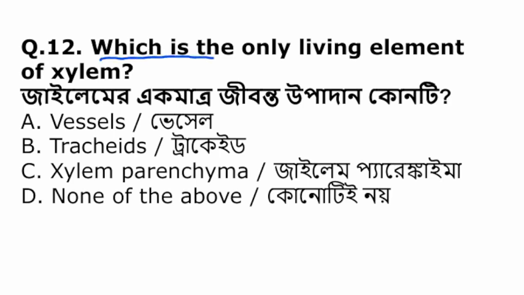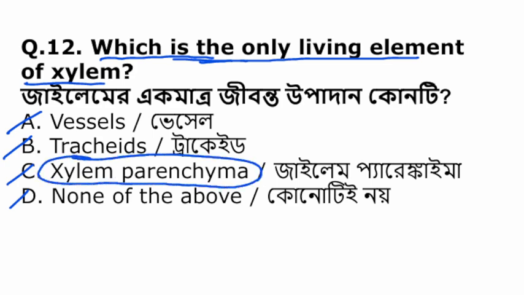Which is the only living element of xylem? এর মধ্যে থেকে xylemer কোনটা জীবন্ত উপাদান? Vessels, tracheids, xylem parenchyma or none of the above. So among them, xylem parenchyma is living. বাকি vessels, tracheids এগুলা dead cells.